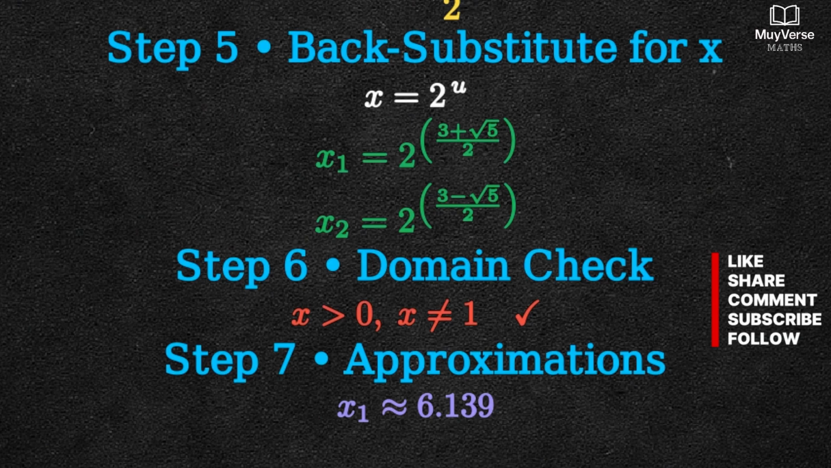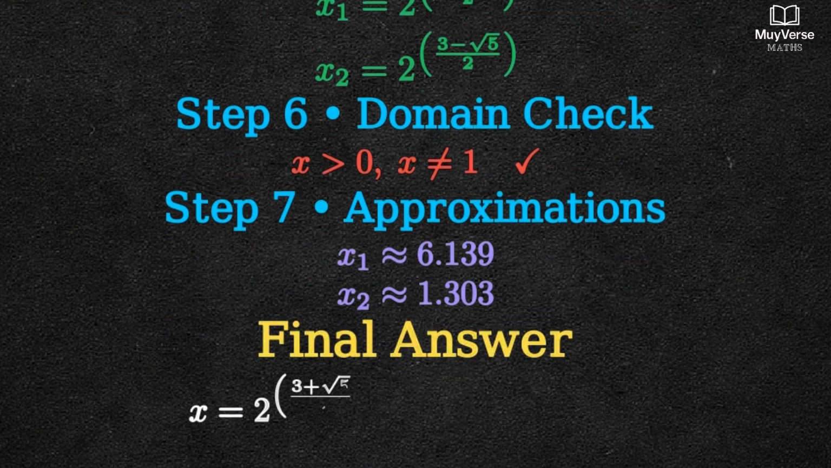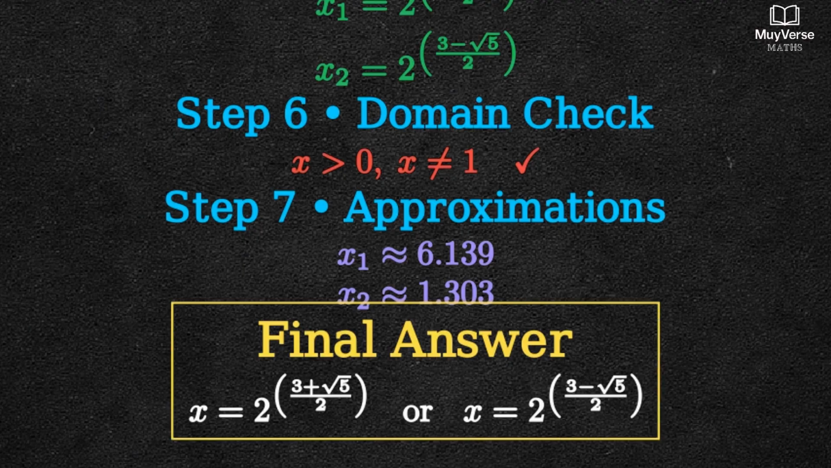Final answer. The solutions to the equation are x equals 2 to the power of (3 plus square root of 5) over 2, and x equals 2 to the power of (3 minus square root of 5) over 2.